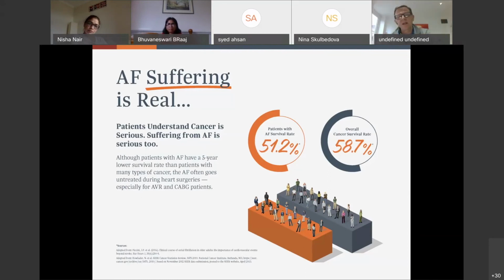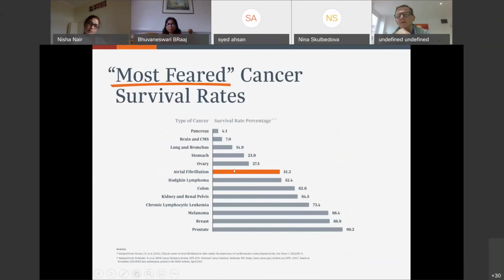So maybe I didn't explain that very well. So maybe the next chart will show that in greater detail, and we go into that as well. So if we look here, I think some of you may have already seen this graph, but if we look at pancreatic cancer, your 5-year survival rate is 4.1%, so very poor, but your prostate rate of surviving over 5 years is 99%. But if you look here, we see that atrial fibrillation, 5-year data, only 51% survival rate.